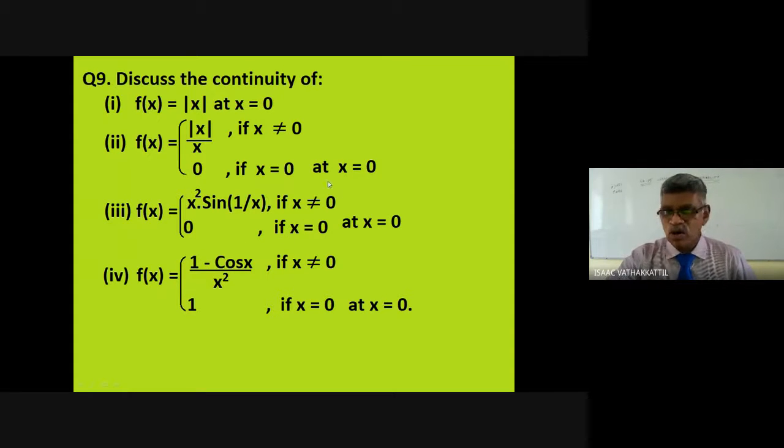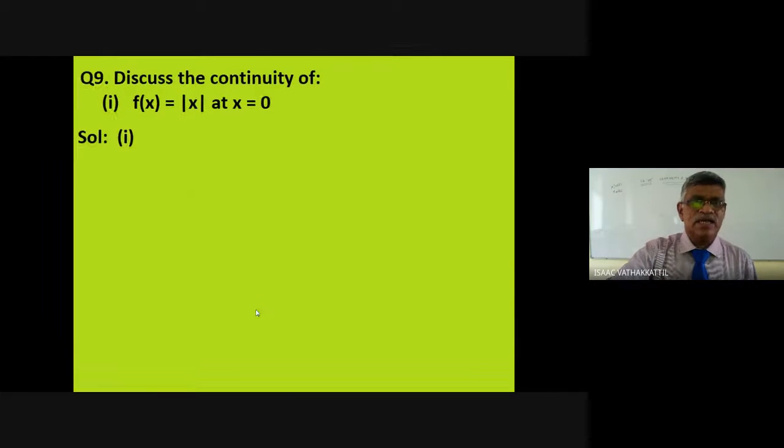This you have to do all actually. In this we have to find the limit. We have to discuss the continuity at x equal to 0. And the fourth is 1 minus cos x upon x squared when x not equal to 0, and 1 if x equal to 0. All this we have to discuss continuity at x equal to 0. Let us take one by one. f(x) equal to mod x at x equal to 0.